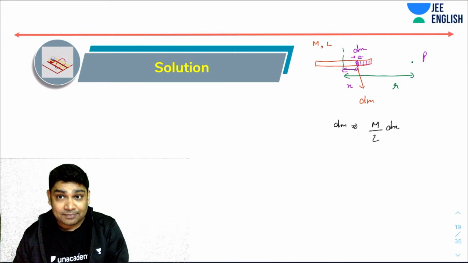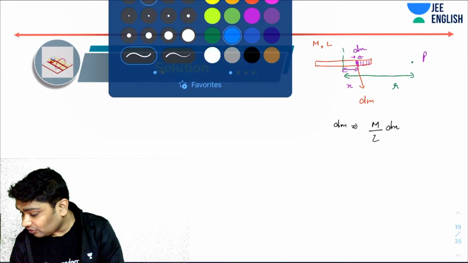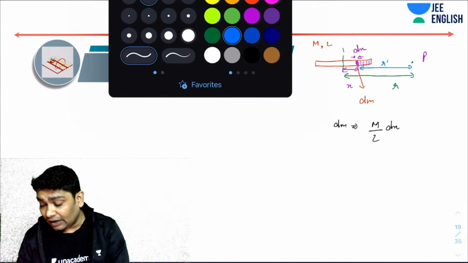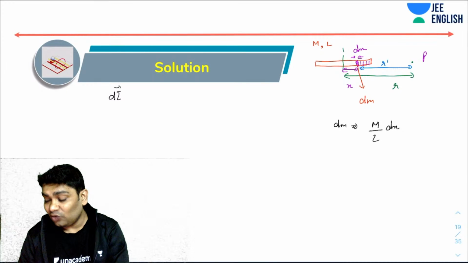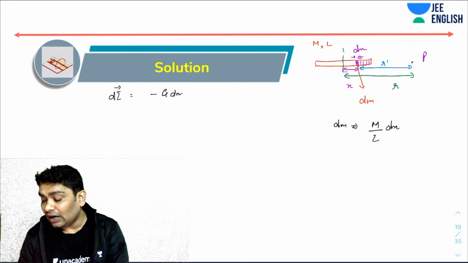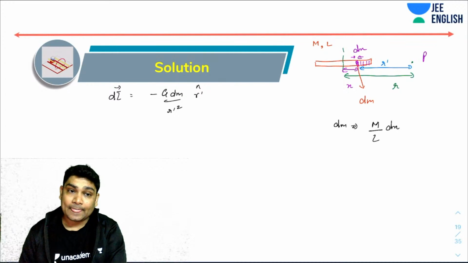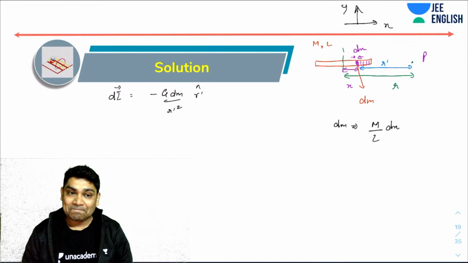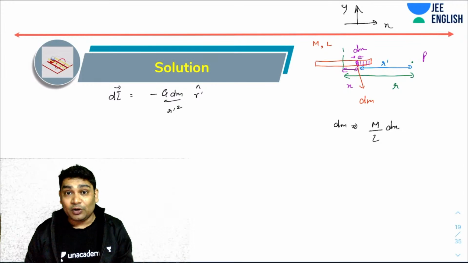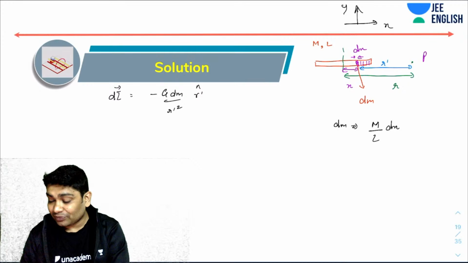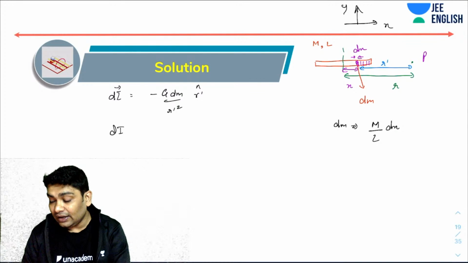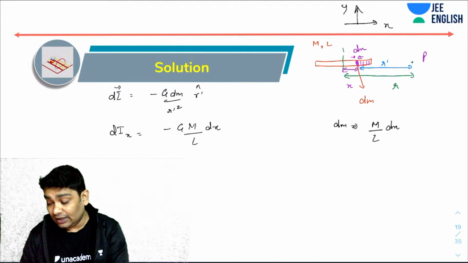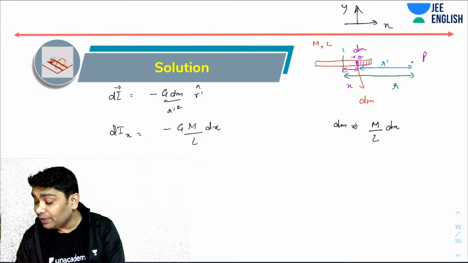Once I have figured out the mass, what is the distance of this mass from this point? Let's call this r dash. If I could figure this out, then the gravitational field intensity dg vector would be equal to minus G dm over r dash square r dash cap. If I choose my x and y like this, then this direction is minus i cap. Since it is all in the x direction only, I don't need to break this into components. So I can say dg x is equal to minus G dm, which becomes M by L dx, over r dash square. Can I say r dash would be r minus x?